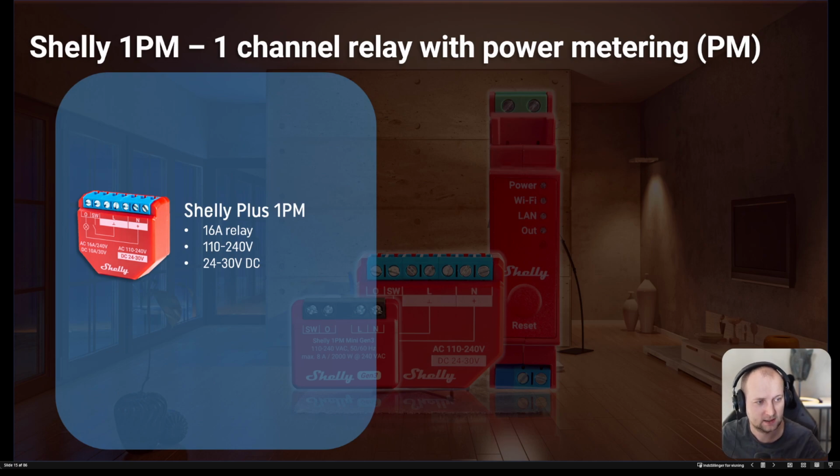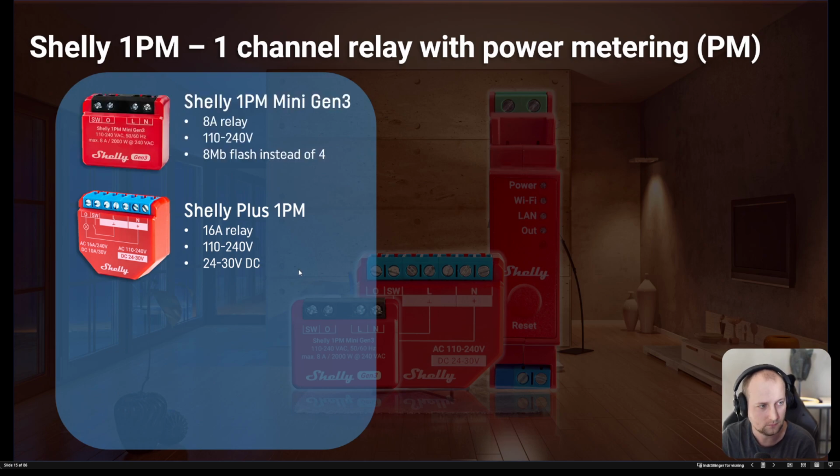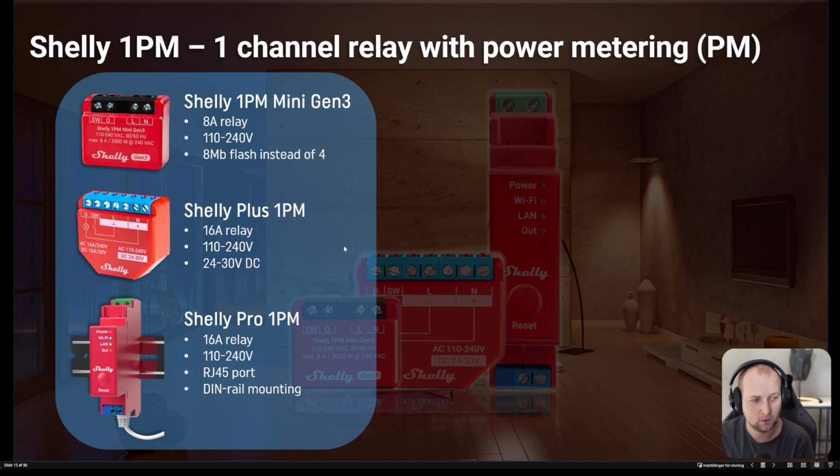The Plus 1 PM has the 16 amps relay. It supports 110 to 240 volt AC, and it supports 24 to 30 volt DC. The Mini, due to the size, only has a built-in 8 amps relay. It only supports mains power, 110 to 240 volt AC. It does not support any DC voltage. And then we have the Pro 1 device, which has the 16 amps relay. It also only supports mains voltage.